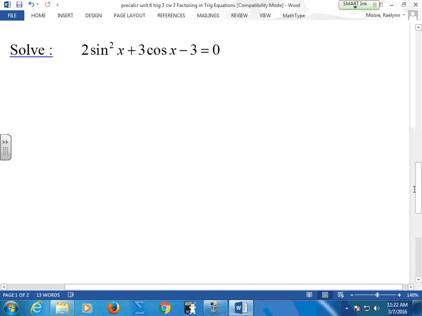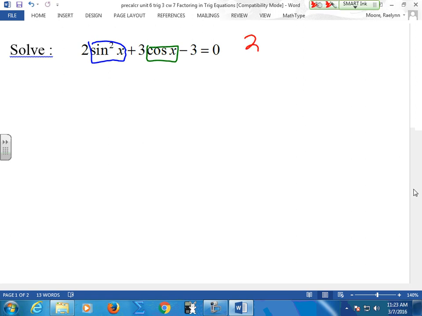Now, let me look at my variables. I have a sine, and then I have a cosine. They're different, aren't they? So I'm going to make this say 2 sine squared x, there's my variable, plus 3 cosine x, there's my variable, minus 3 equals 0. There's one variable, there's one variable. In this case, can I solve this? Can I factor them with 2 different variables? No. So I'm not able to do this.